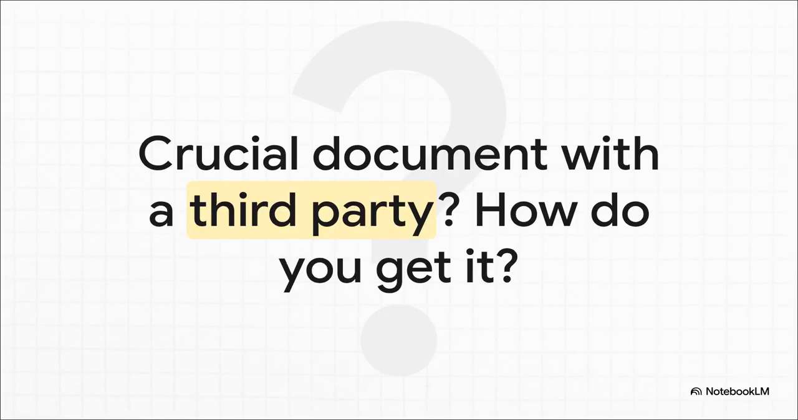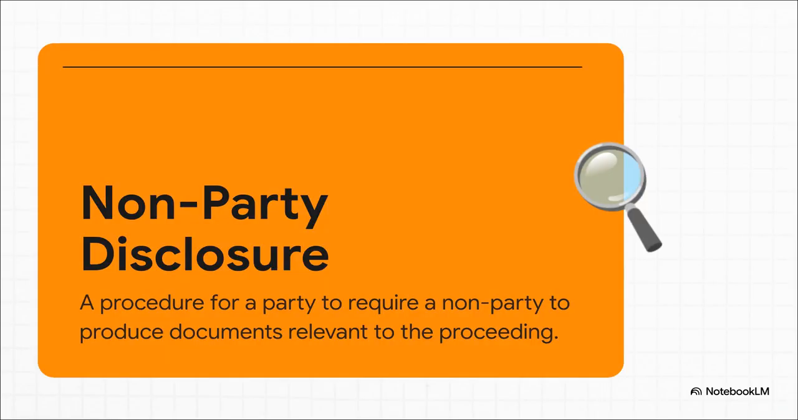Okay, picture this. It's a classic exam problem, right? You're building your case, and you know there's a killer piece of evidence out there, maybe a crucial email or a financial statement. But here's the catch. It's not held by the other side. It's with a third party, like their bank or an accountant or maybe a former employee. You absolutely need it now. You can't wait for trial to hit them with a subpoena. So, what do you do? Well, the answer is this process right here, non-party disclosure.